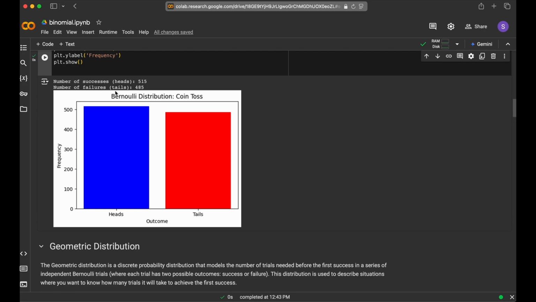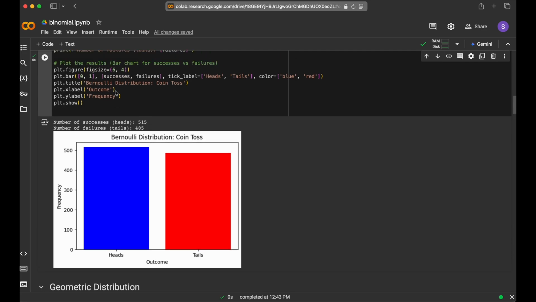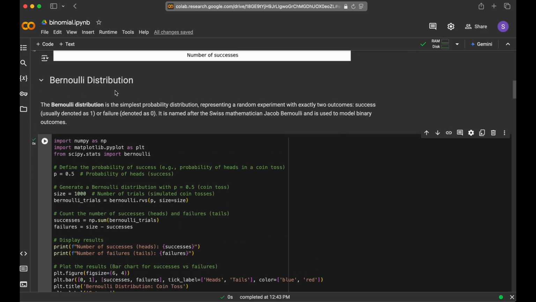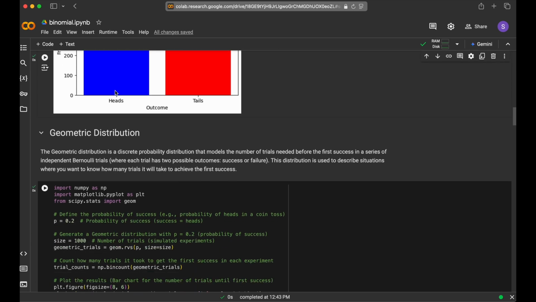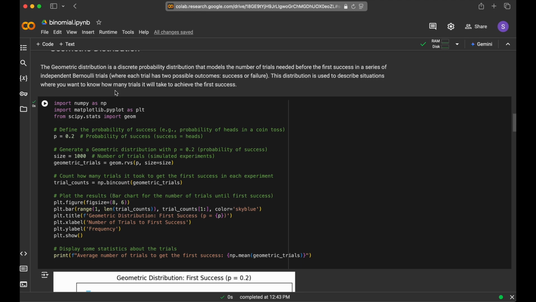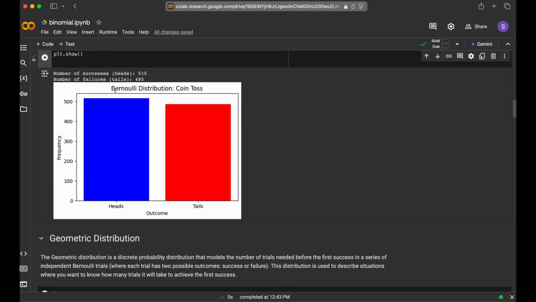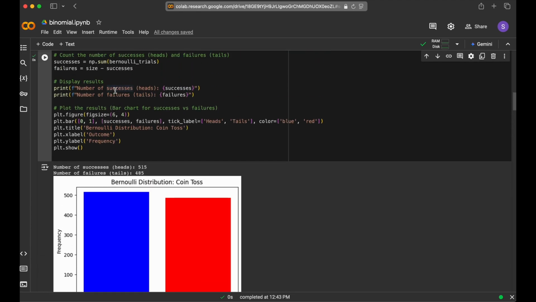We use the Bernoulli distribution for the rare cases, but most of the time the binomial distribution works very well. The binomial distribution is a combination of Bernoulli distributions. We use the binomial distribution most of the time, and the geometric distribution. Let me show you a real example of the Bernoulli distribution.